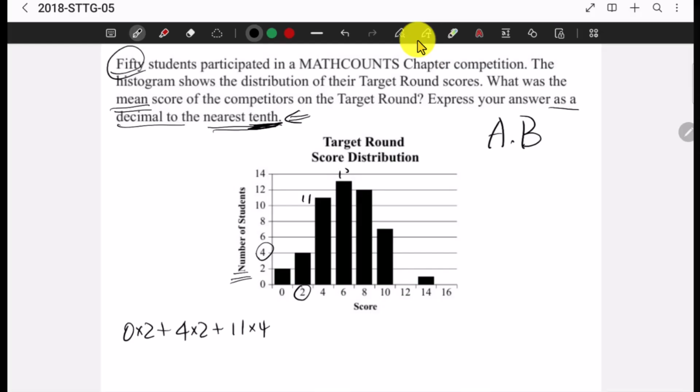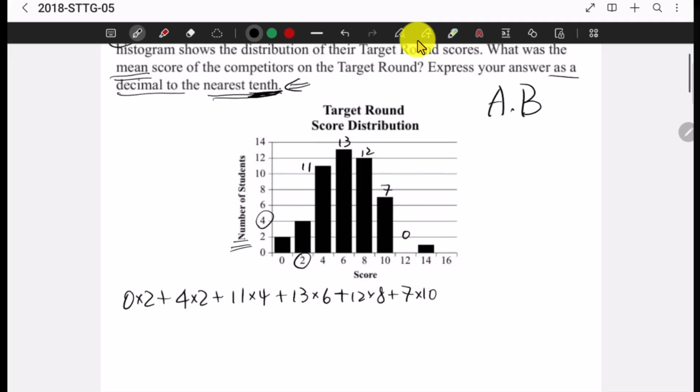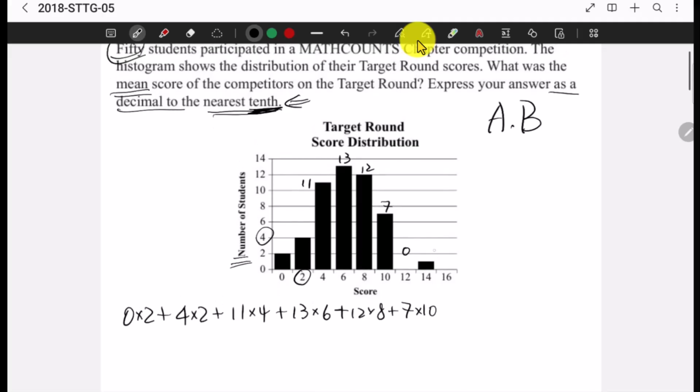And we have 13 students who had a 6, and 12 students who had an 8, and 7 students who had a 10. We have 0 students who got a 12, and 1 student who got a 14. And overall, divided by 50, we'll get the answer.